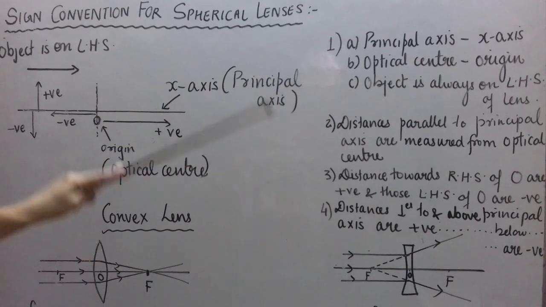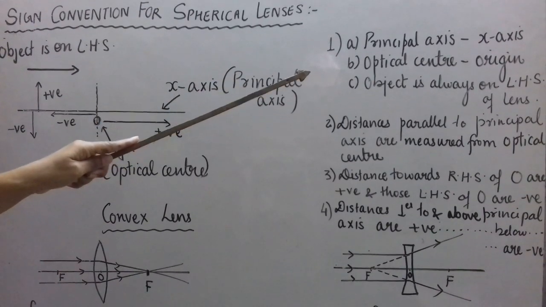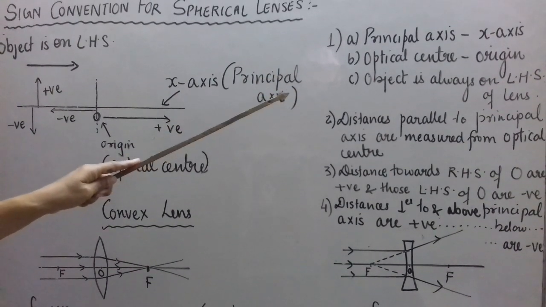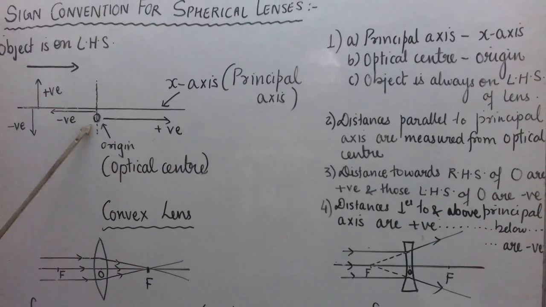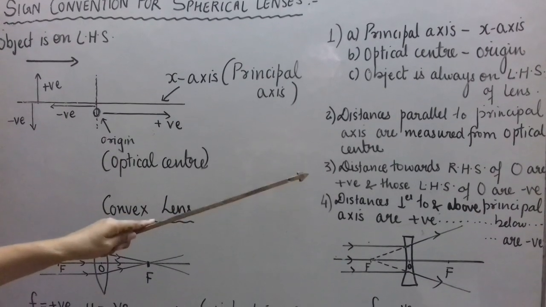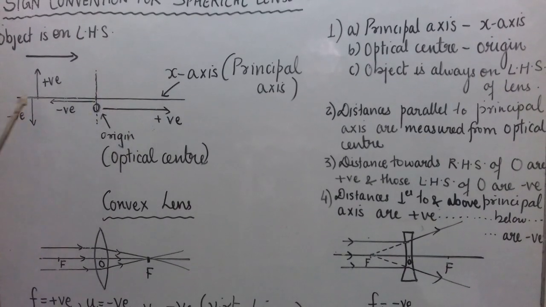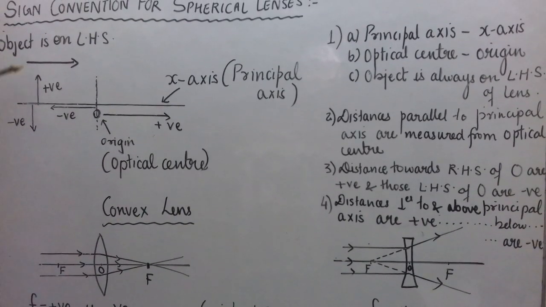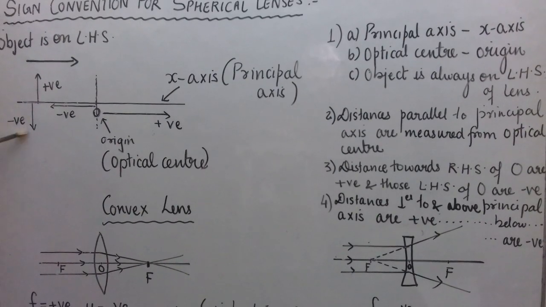So in short, what I have written there are 4 points. First point contains 3 subpoints. Principal axis of the lens is taken as x-axis, optical center as the origin, and object is always on the left hand side of the lens. Second, distances parallel to the principal axis are measured from the origin or optical center. Third, distances measured towards the right hand side of O are taken as positive and towards left hand side of O are taken as negative. Fourth, distances perpendicular to and above principal axis, or we can also write heights measured above principal axis, are taken as positive, and heights measured below principal axis are taken as negative.